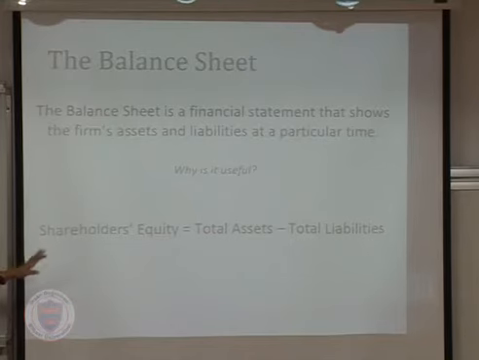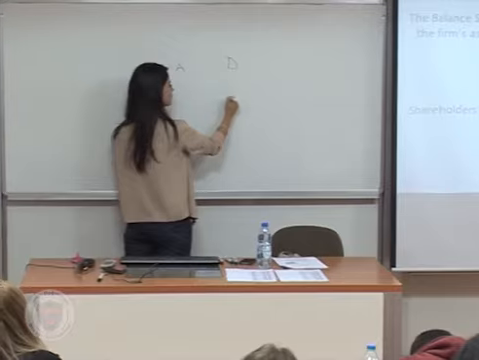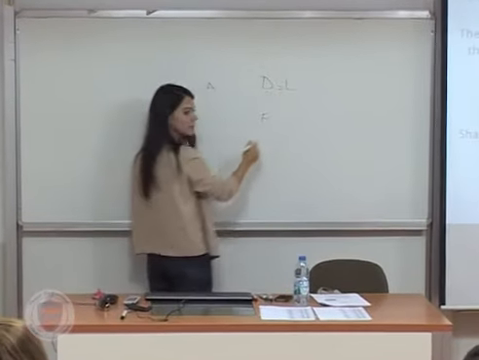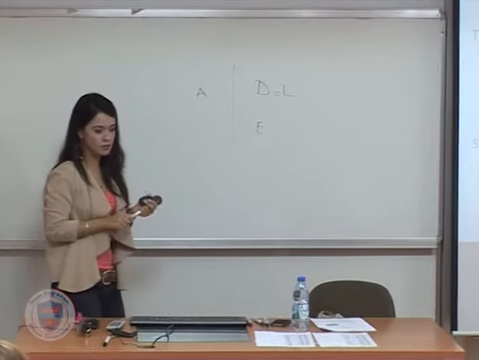And you all remember this equation, hopefully. On the left-hand side, you have the assets. And on the right-hand side, you have debt and equity, or liabilities and equity. And the balance sheet should be in balance.